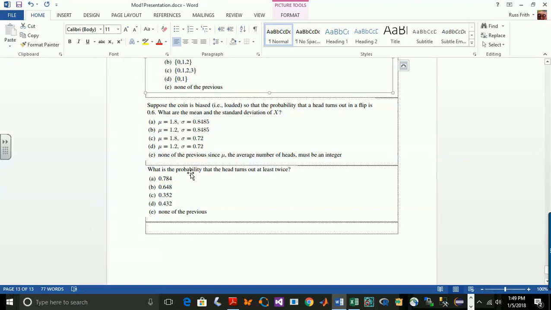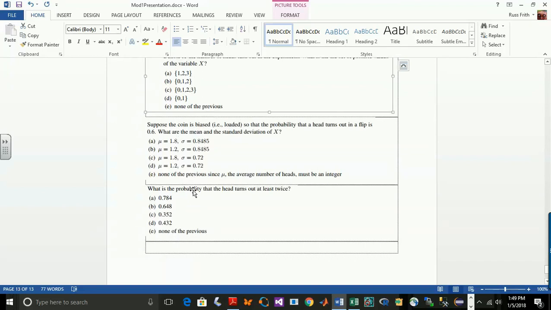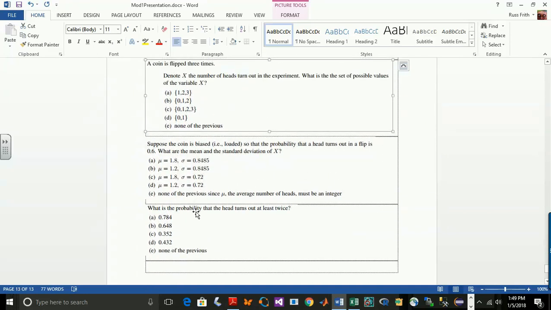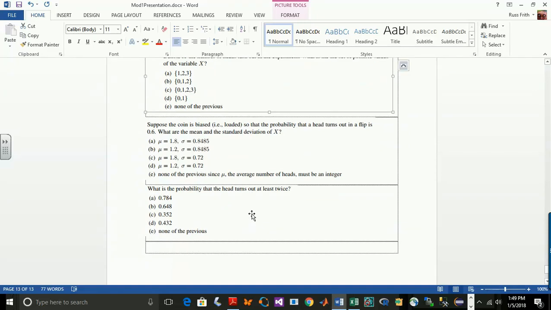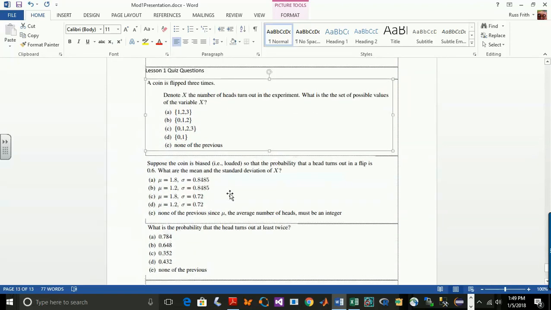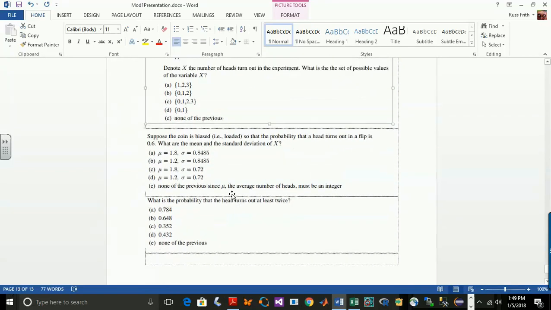And what is the probability that the head turns out at least twice? Now, to answer this question, this is kind of a trick question. Remember, the coin is flipped 3 times. So the probability that it turns out at least twice is the probability of 2 plus the probability of 3. Or you can take 1 minus the probability of 1. So give these problems some consideration, and we'll see where we go.